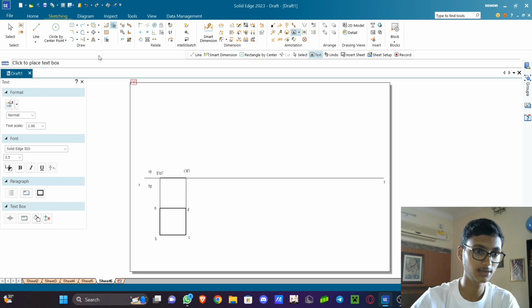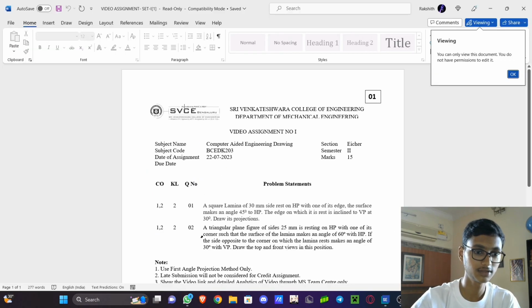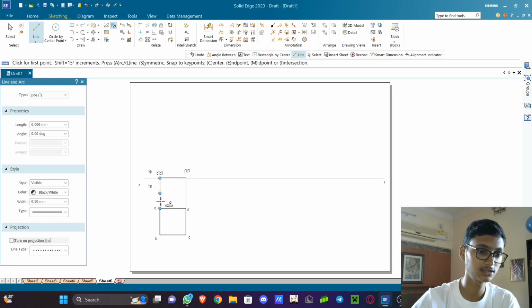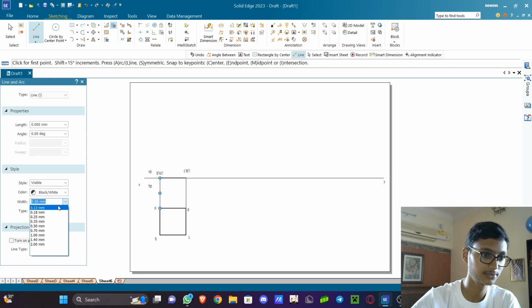Now let us see the second part of our question. The surface makes an angle 45 degree to HP. Now we need to incline the square lamina 45 degree towards HP. So let us draw a 45 degree line first. So the 45 degree line should be a thin line.